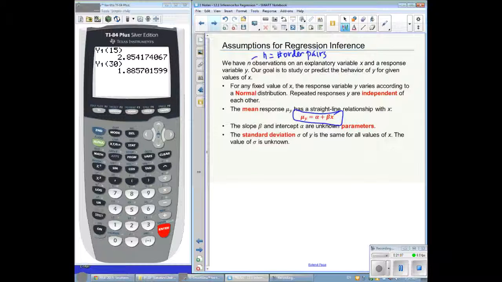They are not the same as the alpha and beta that we were referring to with the type 1 error and the power. Okay, so they're different. We're just using those as our variables for slope and y-intercept. So in general, I'm going to do a little table here. We have our slope, we have our y-intercept, we have our sample, and we have our population.